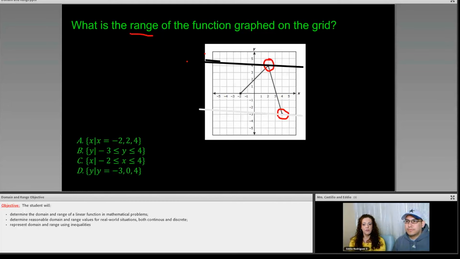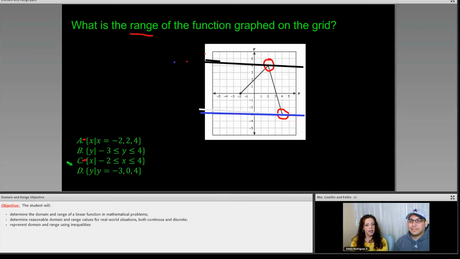So now let's look at the answer choices. What do you think? Do you think we can eliminate any answer choices at this point? Yes, I think we can, because range are just the y values, so we can eliminate A that has an x in it and C that has an x in it. Very good. So now what we have left is answer choice B and D.